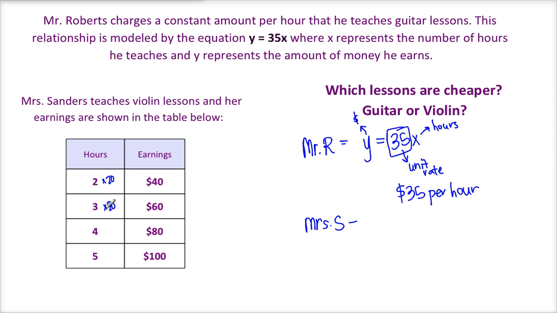If I do 3 times 20, that's 60. 4 times 20, that's 80. And 5 times 20, that's 100. Okay, so we must be multiplying by 20. Therefore, my unit rate for violin lessons is $20 per hour. So which lessons are cheaper, guitar or violin? The ones that are $20 per hour, violin.